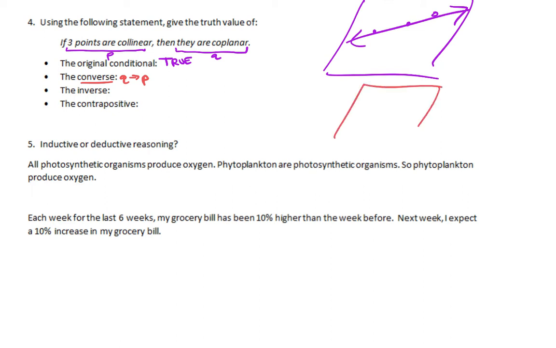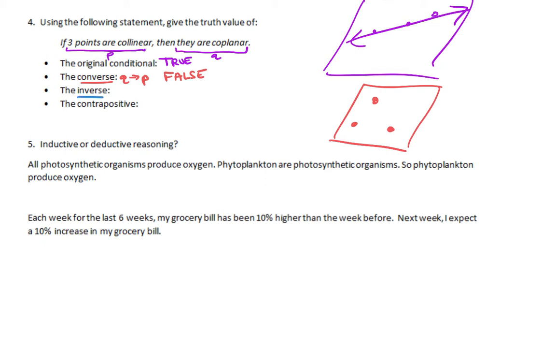So let's draw a picture of that. I know I didn't write it because it's a lot of words. But if they are coplanar, so let's draw 3 coplanar points, then 3 points are collinear. And that's not necessarily true. Just because the 3 points are coplanar doesn't really mean that they're going to be collinear. So I'm going to go with false, or not necessarily true. Okay, and the reason is that red picture.